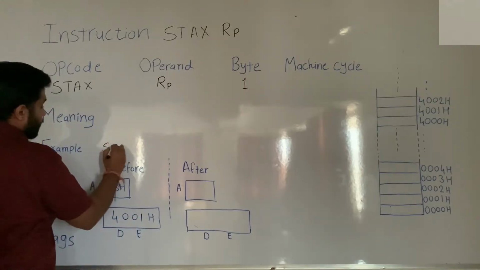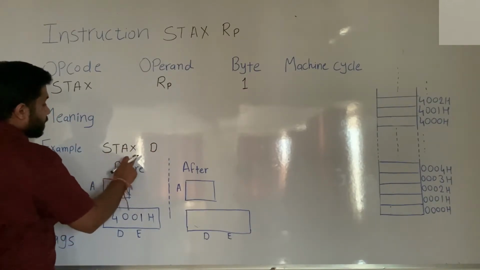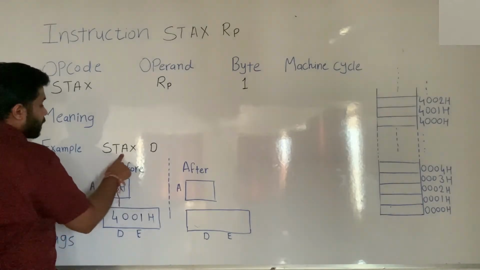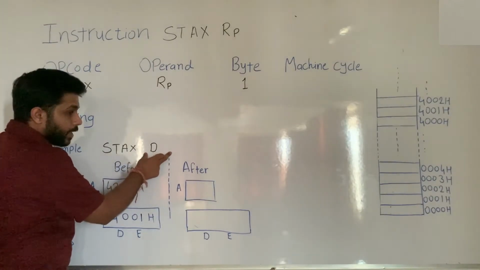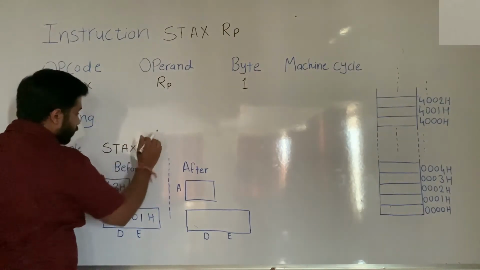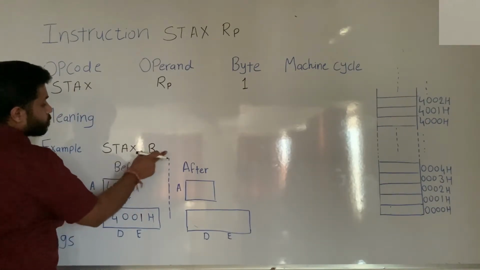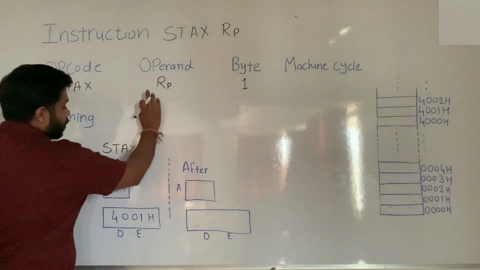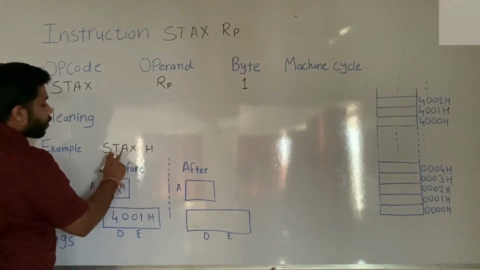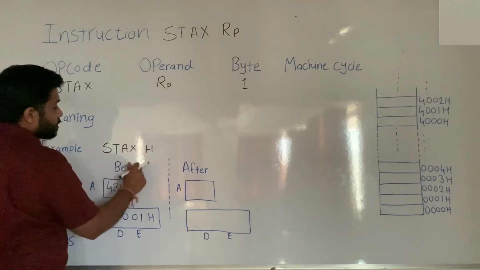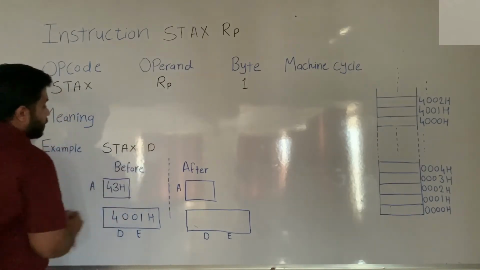Suppose the example is STAX D. STAX D means store data from accumulator to the memory location specified in the DE pair. If we have written STAX B, it means store data from accumulator to the memory location specified in the BC pair. Or you can also write STAX H. It means store data from accumulator to the memory location specified in the HL pair. Right now, we are taking one example, STAX D.